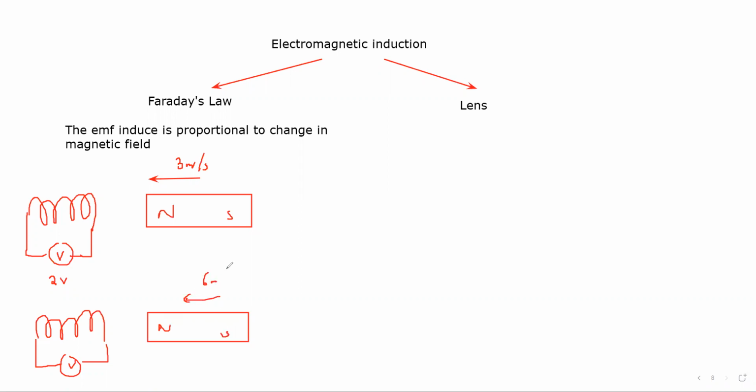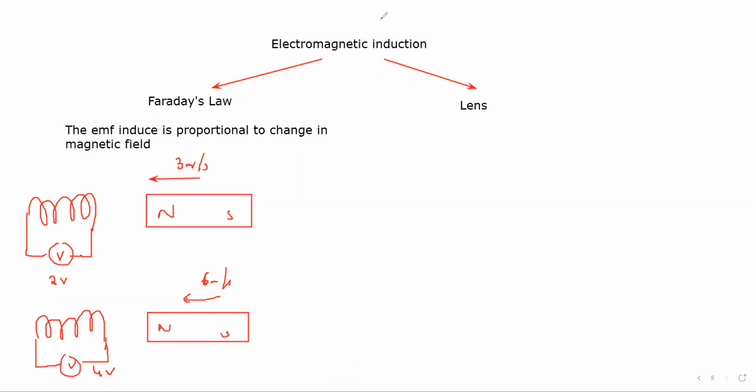if we are moving with 6 meters per second, that means the magnetic field will change at a greater rate. As the magnetic field changes at a greater rate, what will be the voltage produced here? If moving with 3 meters per second produces 2 volts, moving with 6 meters per second, or double the speed, will produce 4 volts. That's double. So according to Faraday's law, the EMF induced is directly proportional to the change in the magnetic field. A faster or greater change in magnetic field gives a greater induced EMF.